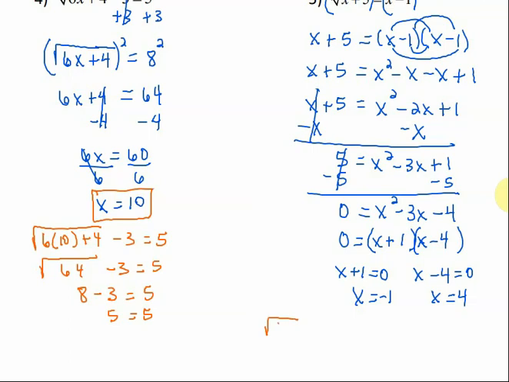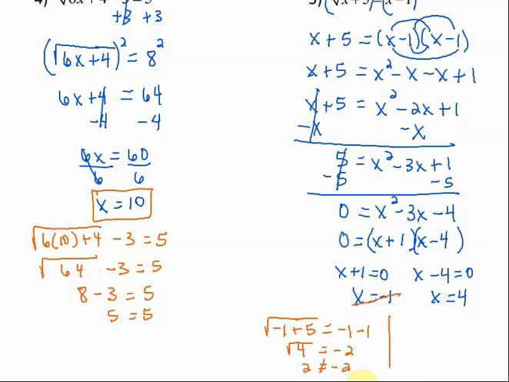Okay, so it's x plus 5, so that would be -1 plus 5 equals -1 minus 1. All right, so -1 plus 5 would be 4. And -1 minus 1 would be -2. Well, the square root of 4 is 2, not -2. So this is an extraneous solution.